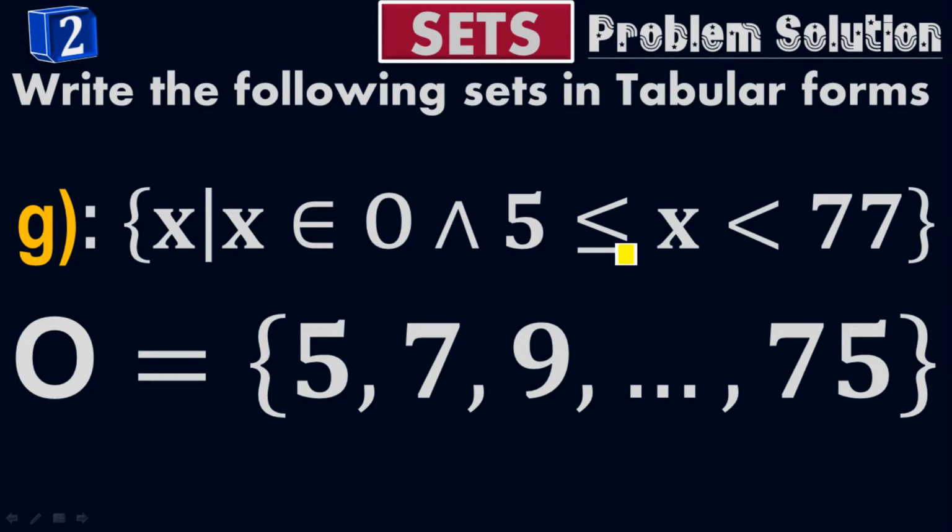It is equal to and greater than 5, including 5, and then greater than 5 like 7, 9, 11, 13. Here x is less than 77. 77 is not included. You're going to go lesser than 77. Lesser than 77 is 75, 73, 71 up to 5. These all are the values which are lesser than 77. So this is my set builder form.